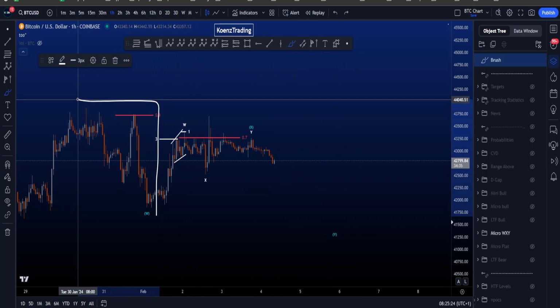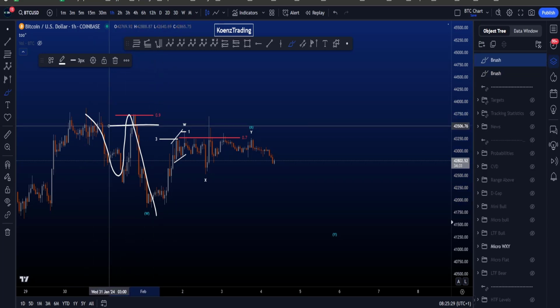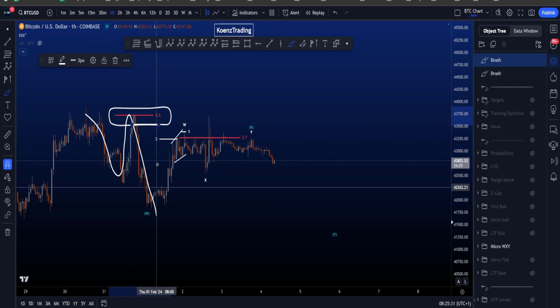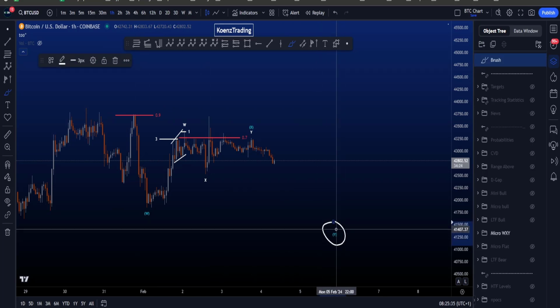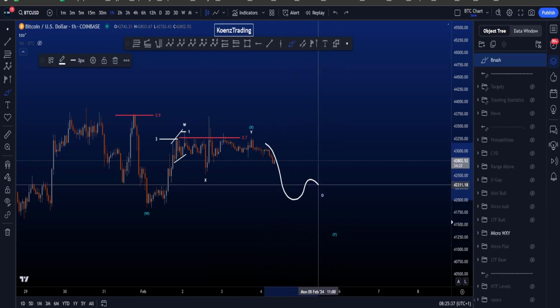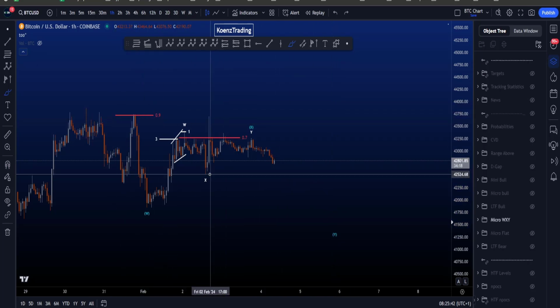However, if wave W is a flat structure in a wave A, B, and a wave C, where the minimum target for a flat is the 0.9 Fibonacci, then wave Y can be a flat, triangle, or still a zigzag to the downside as well. Now, because price here hit the 0.9, it's at least something that we have to consider.